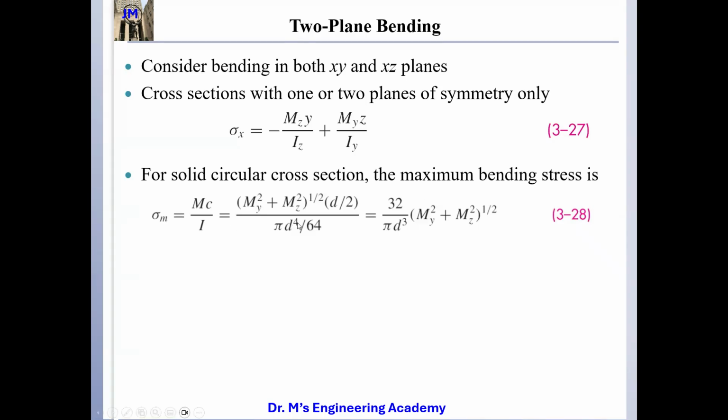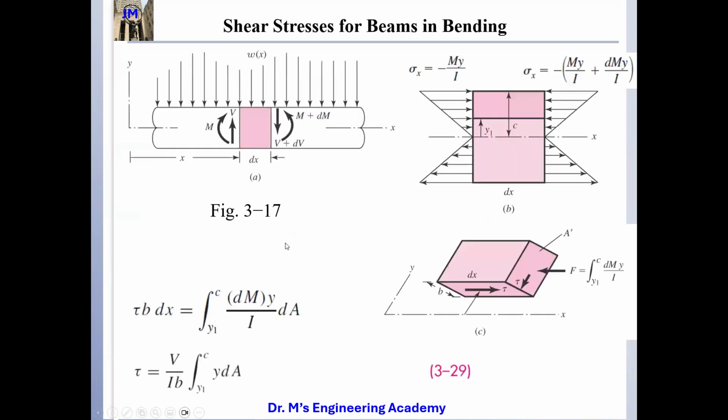I equals pi d to the power 4 divided by 64. So this is I. C equals the radius of the cross section, which equals d over 2. I want you guys to memorize this one, okay? For the circular cross section, the area moment of inertia equals pi d to the power 4 divided by 64, and J, the polar moment of inertia, equals 2I. Questions? No question? You want the next one?